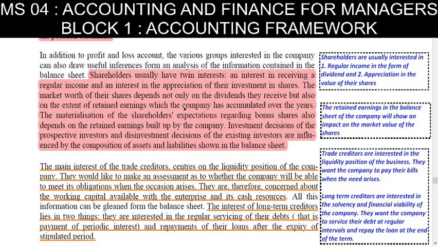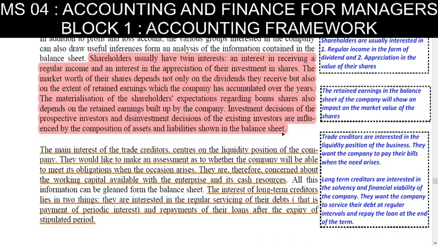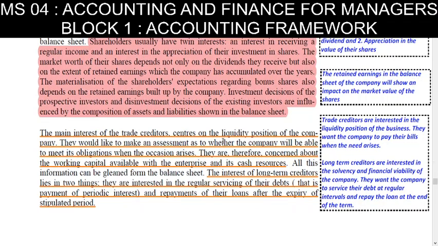Shareholders are usually interested in regular income in the form of dividend and appreciation in the value of their shares. The retained earnings in the balance sheet of a company will show an impact on the market value of the shares. Shareholders usually have twin interests: an interest in receiving a regular income, which is dividend, and an interest in the appreciation of their investment in shares.